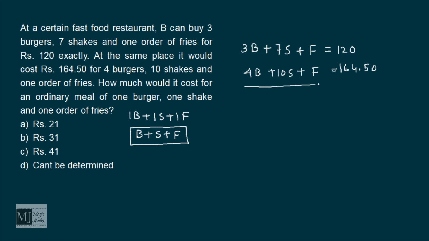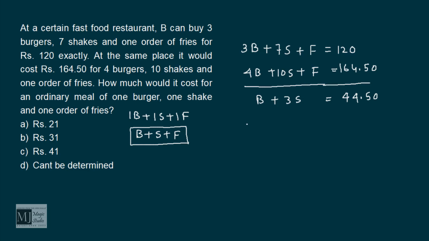Let's try to eliminate F first. If I subtract these two, I'll get B plus 10 minus 7 is 3S. F and F cancel out, and it would be 44.50. Okay, this is after subtraction, isn't it? Now, can I add them up?